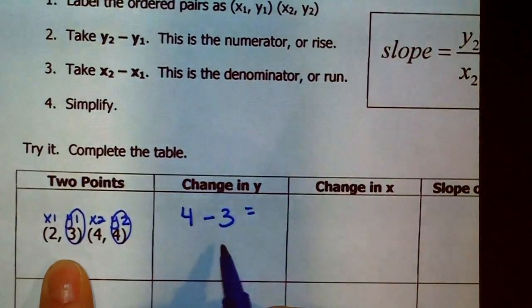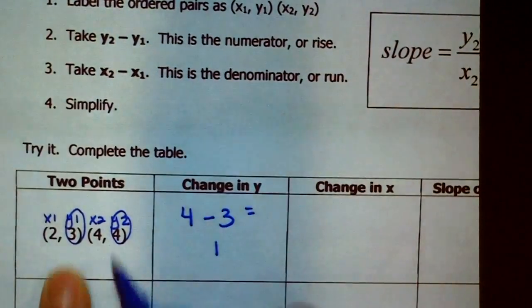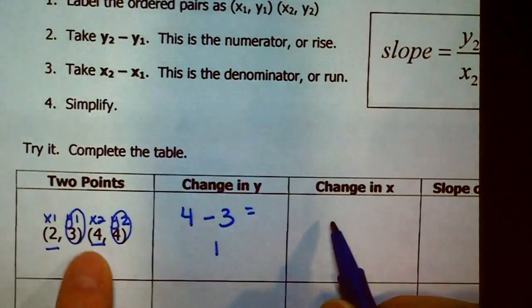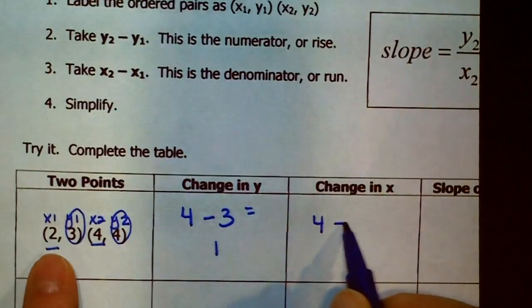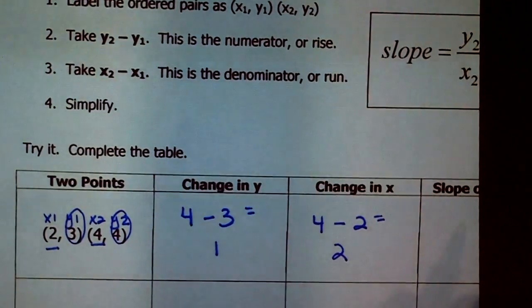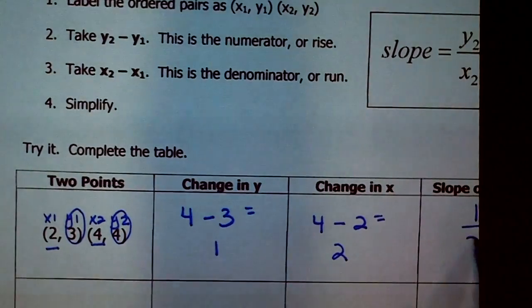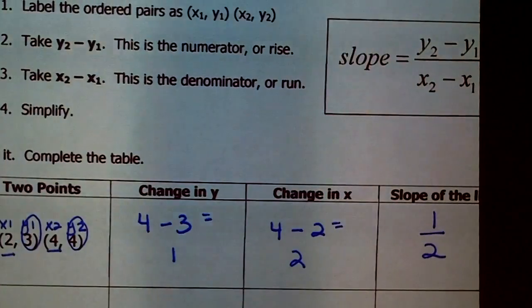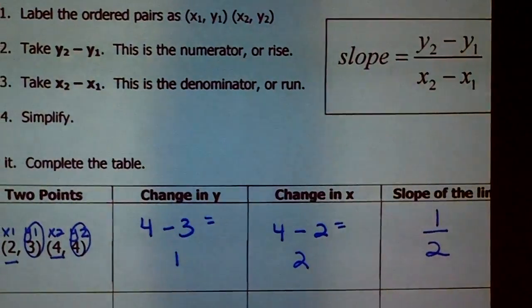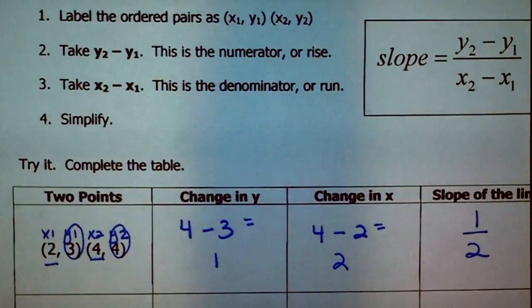y2 minus y1 in this case is 1. To find the change in x, that's step number 3, take x2 minus x1. And 4 minus 2 is 2. So the change in y is the top, change in x is the bottom. I'm going to check it for simplest form, and lo and behold, it is in simplest form, so I know that we are good. That's basically it.